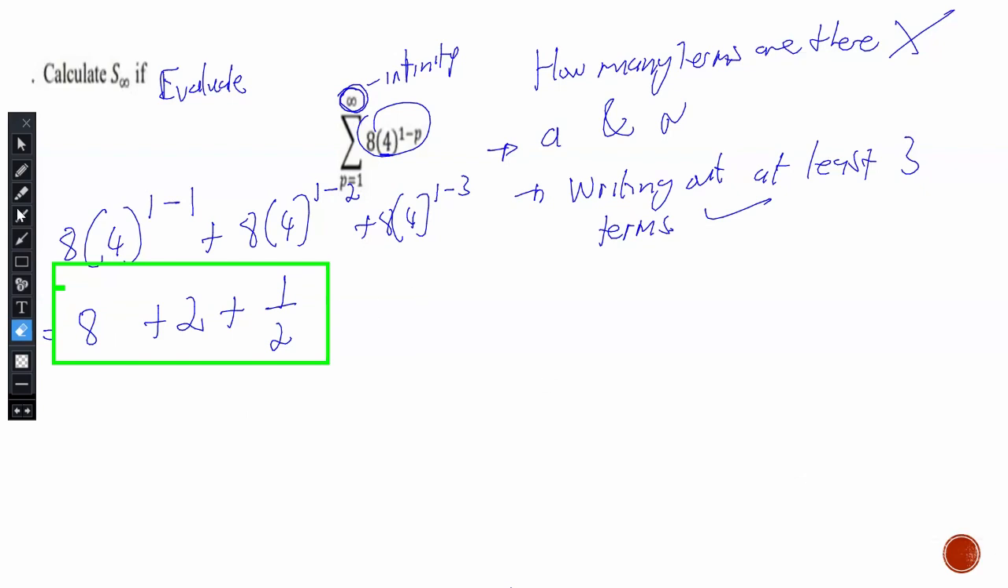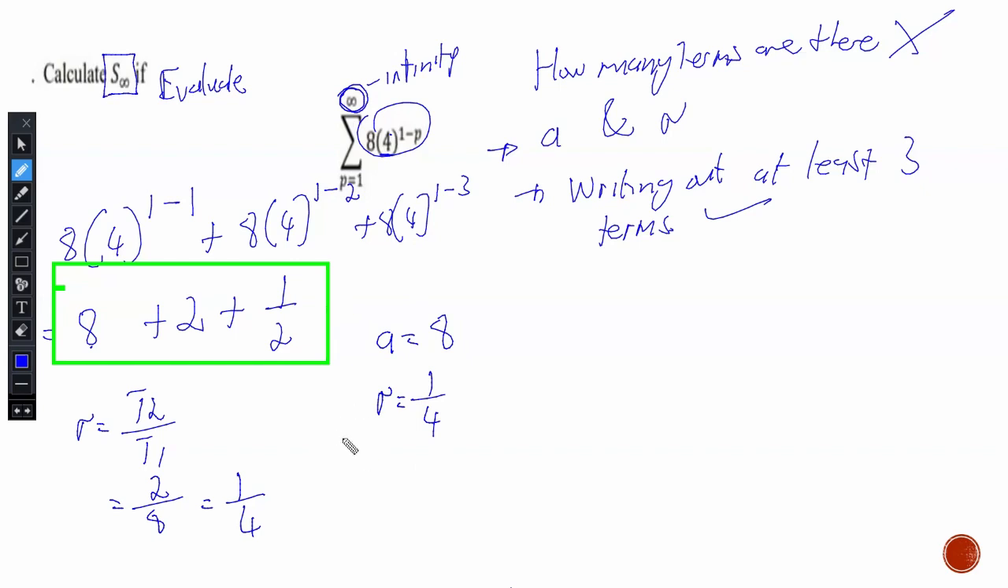And then r is equal to t2 over t1. It's supposed to be 2 over 8, which is 1 over 4, which is not that, right? As we can see here, this is indicating 4, but actually our r value is 1 over 4. Now the a value, of course, is 8. So we have 8, and then r is 1 over 4. Remember, we must calculate what? The sum to infinity. That's all we need.